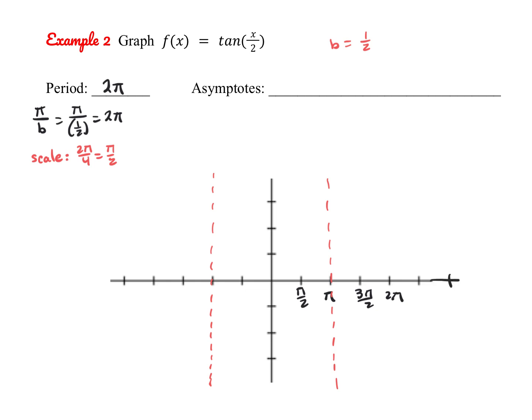All we need to do is count 4 tick marks. 1, 2, 3, 4, and 1, 2, 3, 4 to the left. So this will give us 3 full periods of f of x.